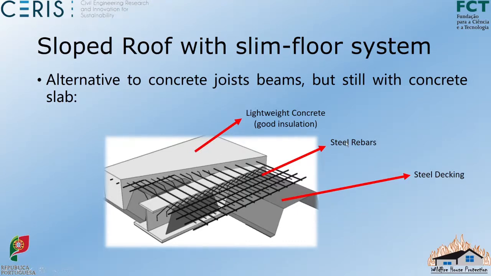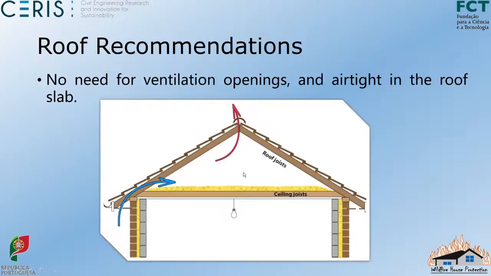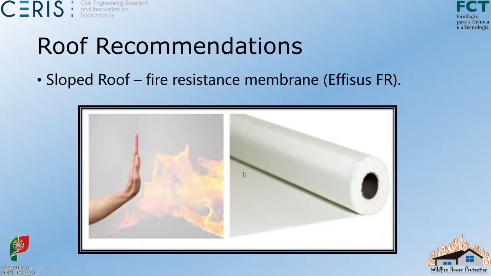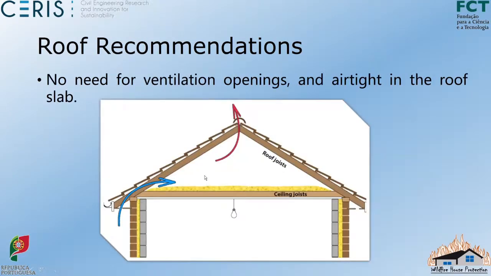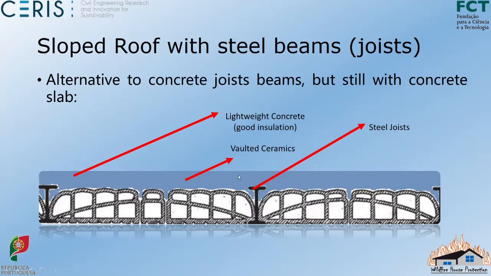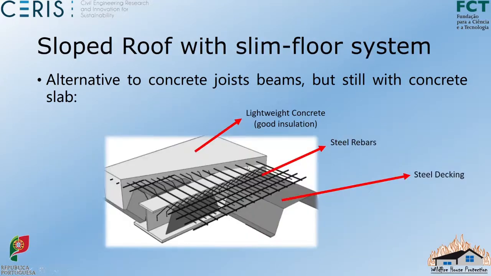So these clearly are very good fireproof solutions for the structure of your roof. The same combination of materials that you have here, for example the roof tile, the lath, fireproofing membrane, and rock insulation, will also exist on this system with steel beams, and also on this system with the Slim Floor system. They will exist on top of it. This is just the structure.